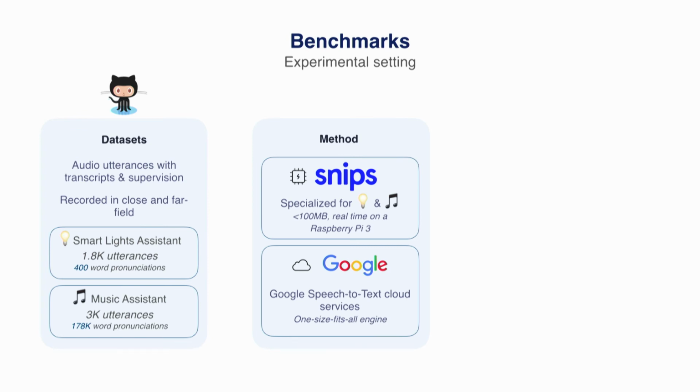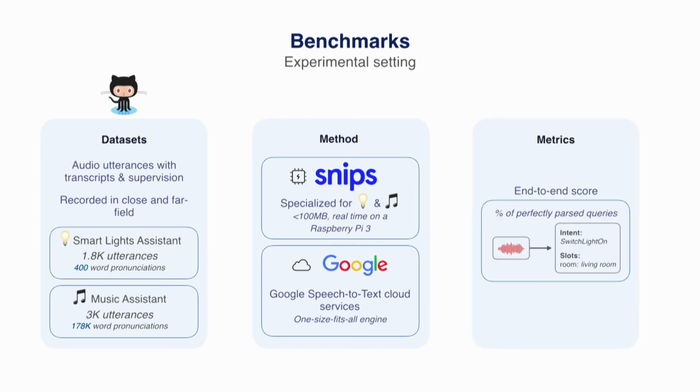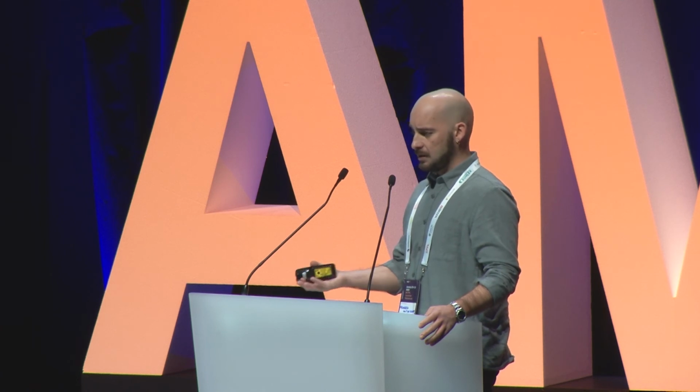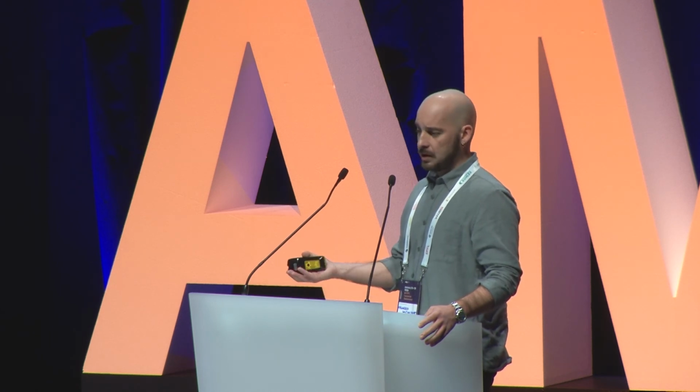So we benchmarked the Snips solution, which runs on device in real time, on a Raspberry Pi 3, against the Google Cloud solution. And the metric we used is essentially the percentage of perfectly parsed queries, which means the queries for which you accurately recovered both the intention and the corresponding slots. So typically, if you want to play an artist, then you should detect that the intention is to play, and the slot, and you should recognize what artist you need to play.